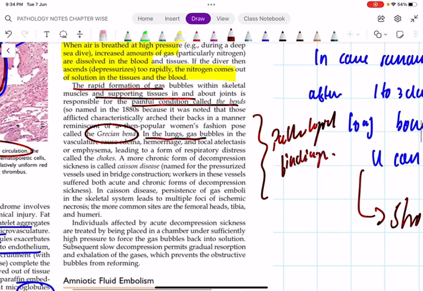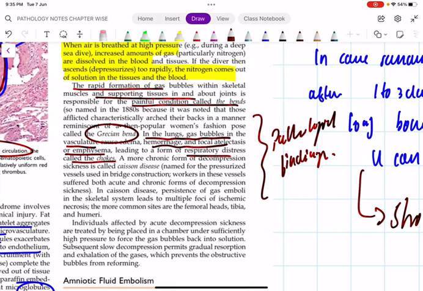In lungs, the gas bubbles will be present in the vasculature. First, you have to write about Bends disease, Caisson's disease. Then you have to write that in lungs, they will cause what? Atelectasis, collapse of the alveoli, emphysema, and they may finally cause a respiratory distress syndrome called the chokes. So this is what we call Bends disease.